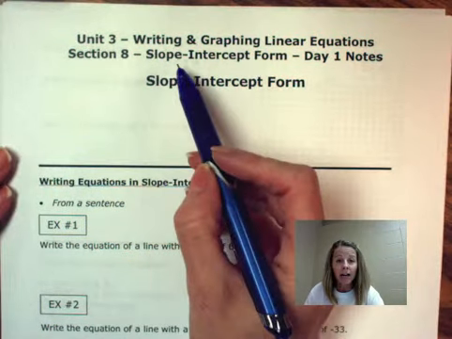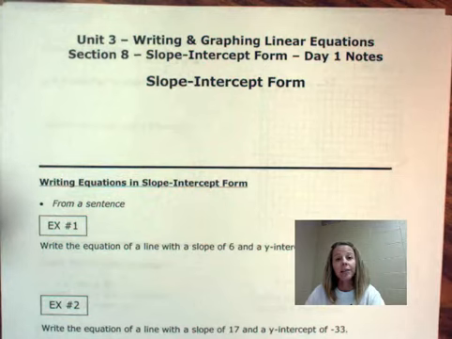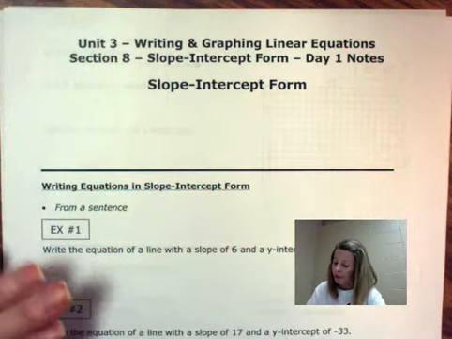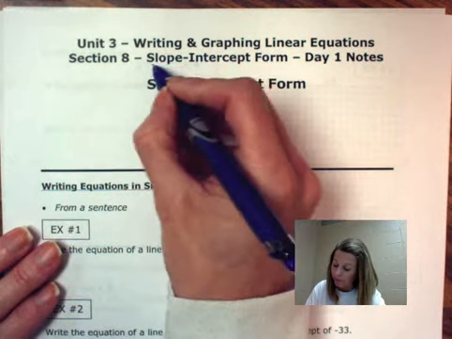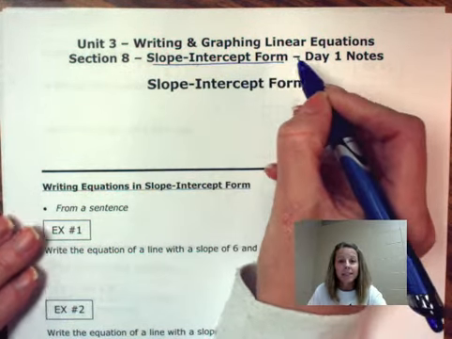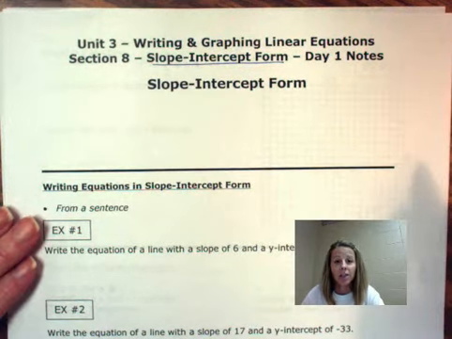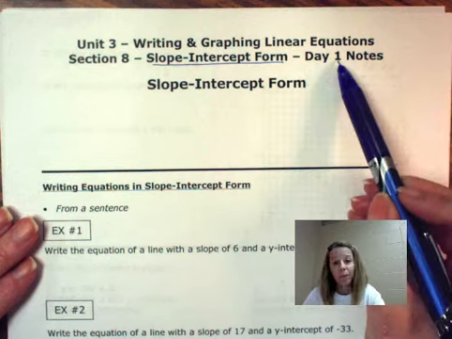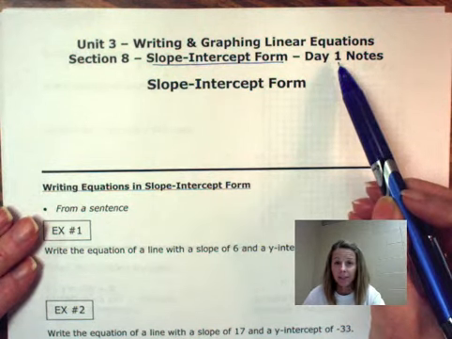We're going to look at a topic which brings together two topics we've studied separately, slope and intercepts. So this is called Slope-Intercept Form because it is a combination of those two ideas. And today we're going to look at day 1 notes and a little bit out of day 2.